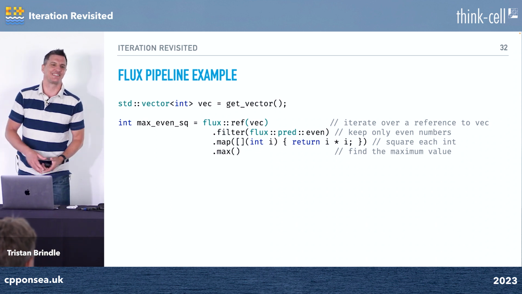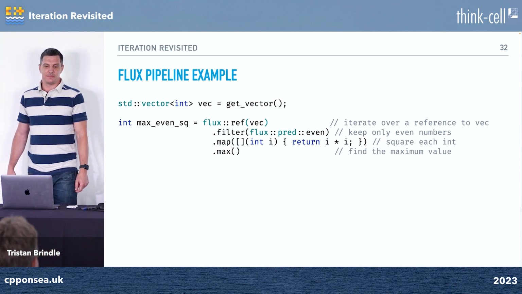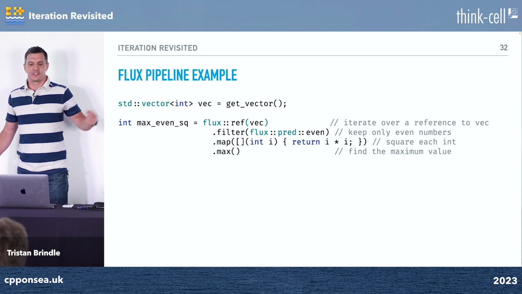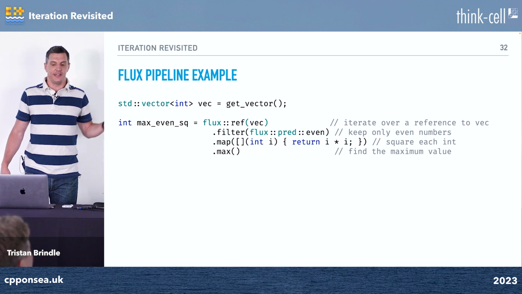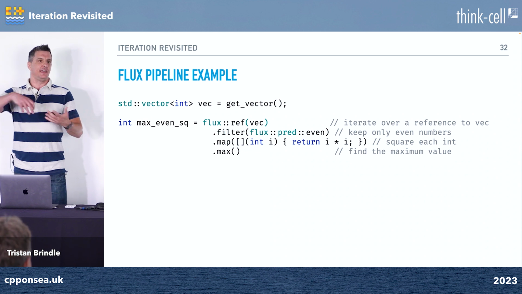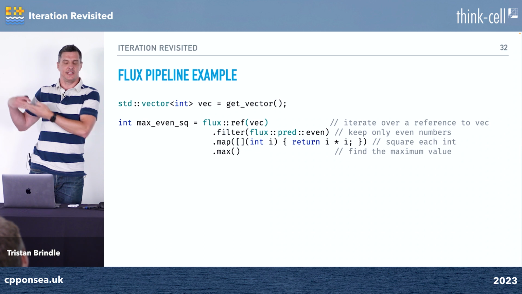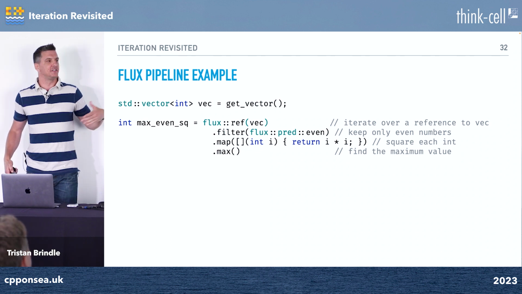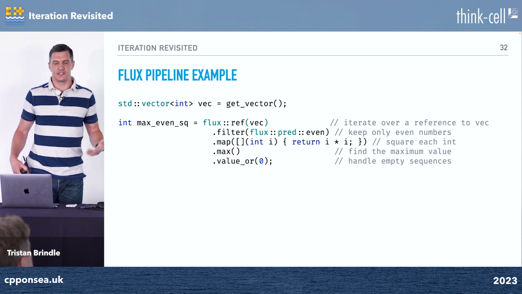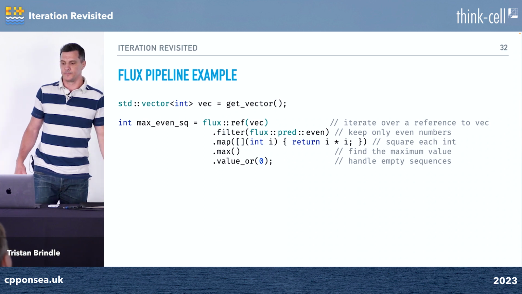UB, yes, well done. Yeah, absolutely. It is undefined behavior for standard ranges max. We want to avoid undefined behavior as much as possible. So actually, the max operation in Flux returns you an optional. And if the input sequence was empty, then the optional is empty, and otherwise the optional contains the maximum value. So we have to, as the user, decide how we want to handle empty sequences. And so in this case, I've just decided that the easiest thing to do is, if the sequence is empty, then the maximum is 0.